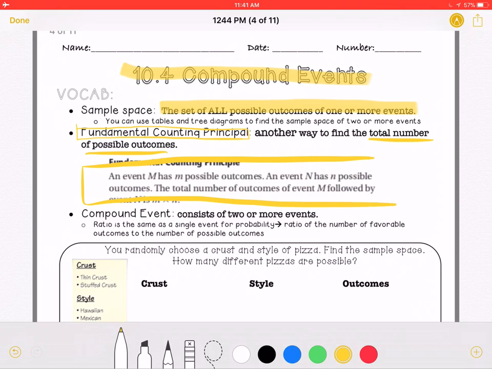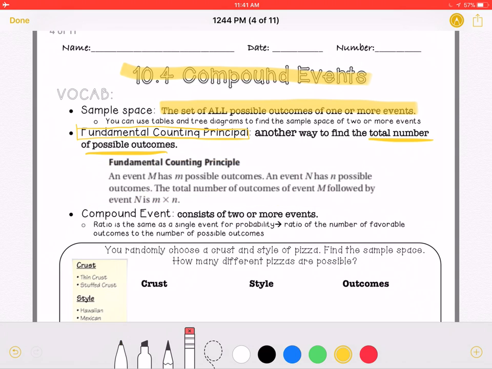So this is just the actual definition if you want to take a second to read that. And the last thing, a compound event, like I just said, is when there are two or more events happening. The ratio is the same as a single event for probability. So the ratio of the number of favorable outcomes to the number of possible outcomes. So we still set it up the same way to find the probability, but when we're finding the sample space or using the fundamental counting principle, I'll show you what that looks like.